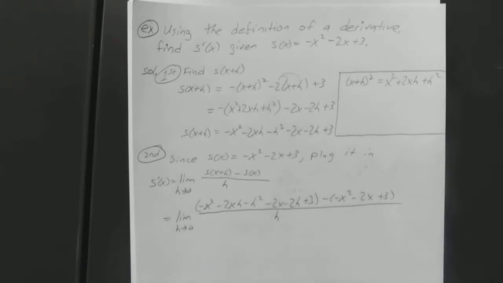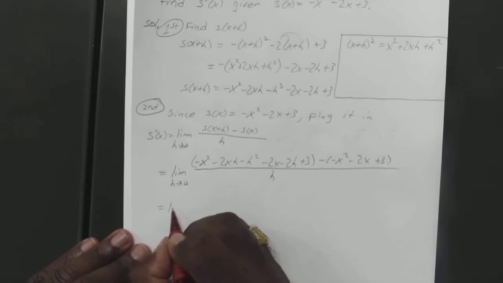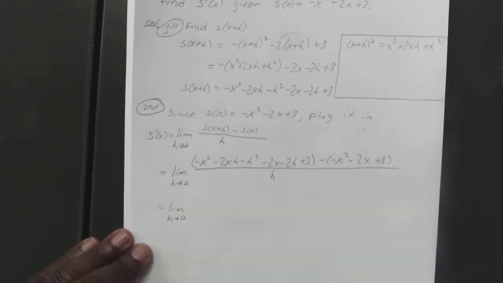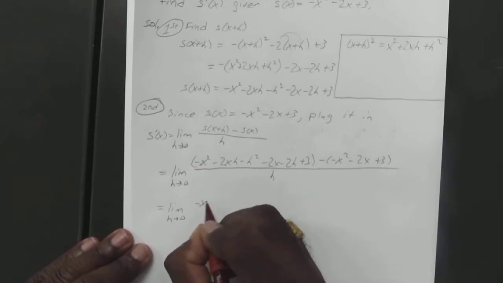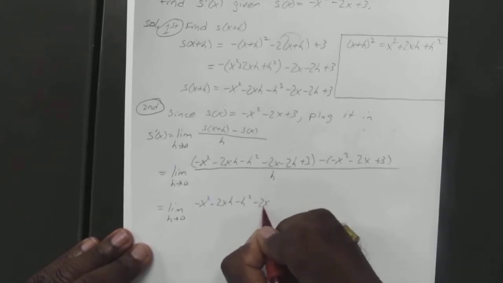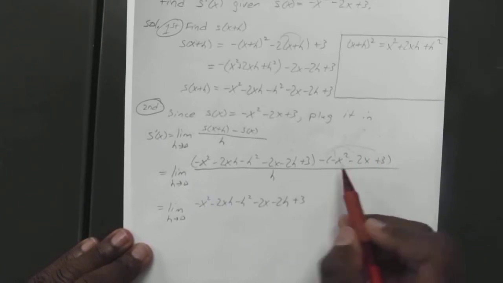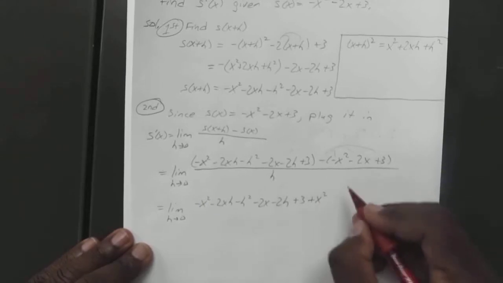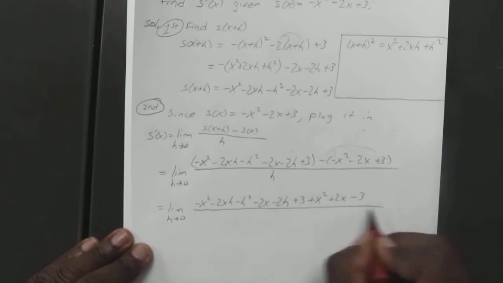Okay. Now once you get rid of all your parentheses, you should start to see things cancel out. So you have your limit as h approaches 0. Here, this is all positive, so you can just drop the parentheses there. So you have negative x squared minus 2xh minus h squared minus 2x minus 2h plus 3. And for this one, if you distribute the negative, negative times negative is positive, so you have plus x squared plus 2x minus 3, all over h.